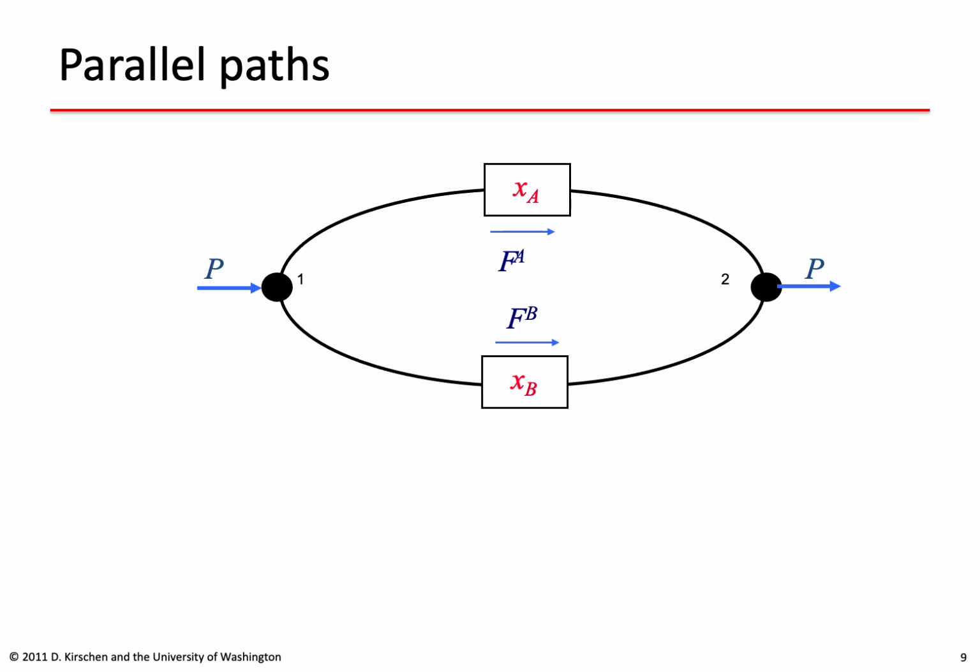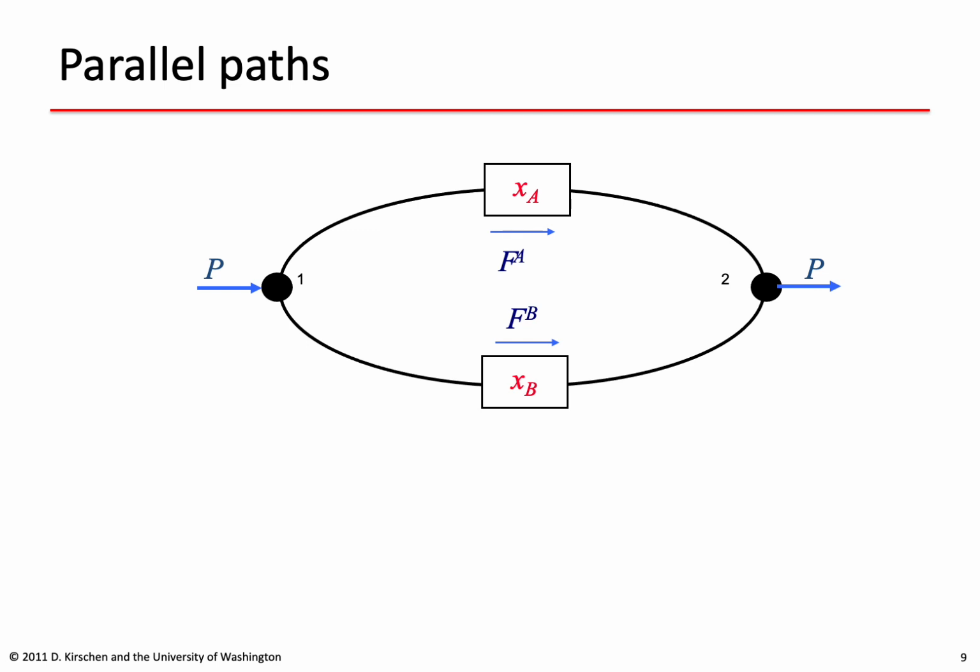Let's start with a problem related to parallel paths. Let's suppose that we inject a certain amount of power P at node 1 in a network and extract this amount of power P at node 2. And let's suppose that there are two paths in this network: path A with a reactance XA and path B with a reactance XB. In this example, I only consider reactances because it makes the whole thing a bit easier to look at, but it could easily be generalized to more complex impedances.